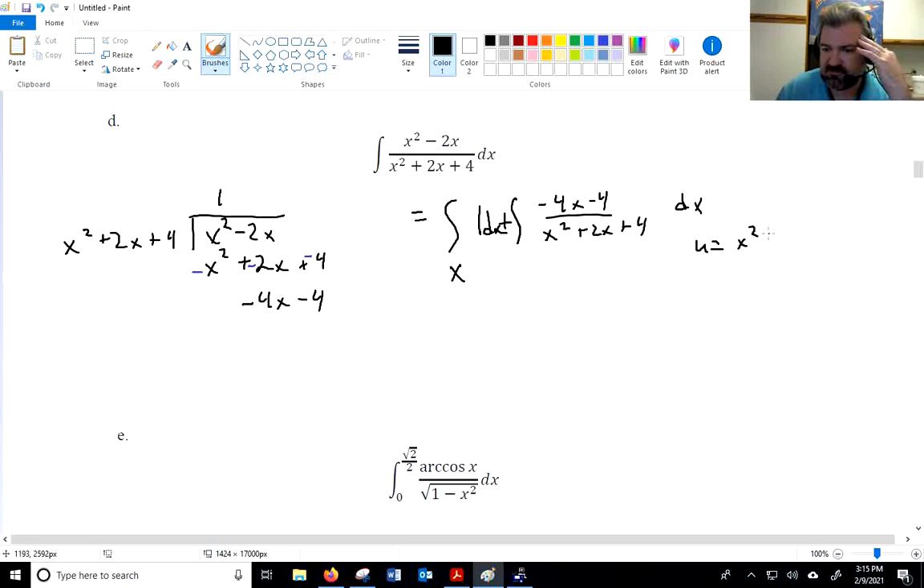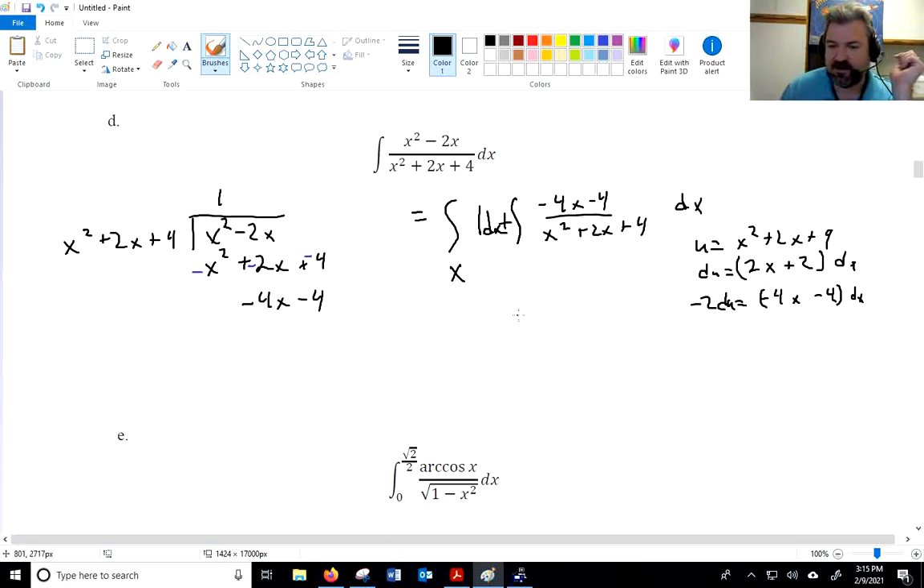Well, I'll let u be x squared plus 2x plus 4. Then du becomes 2x plus 2 dx. You'll notice that's really close to what we have at the top. I'm just going to multiply both sides by negative 2. So negative 2 du would give me negative 4x minus 4 dx. So I can replace this with negative 2 du. So I'll bring out the negative 2, and I'll just call that du over u. And we know what that is. That is the natural log of the absolute value of u.